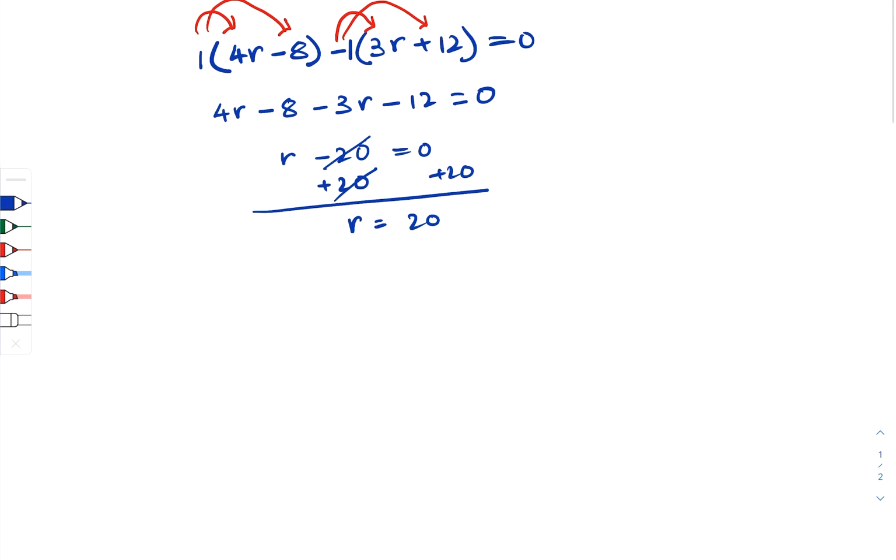Feel free to pause the video and work the problems, and then you can always unpause and take a look and see if you're on the right track.